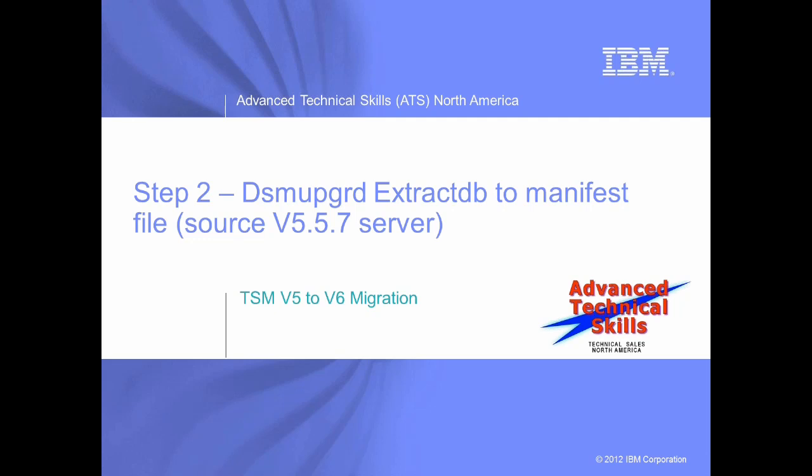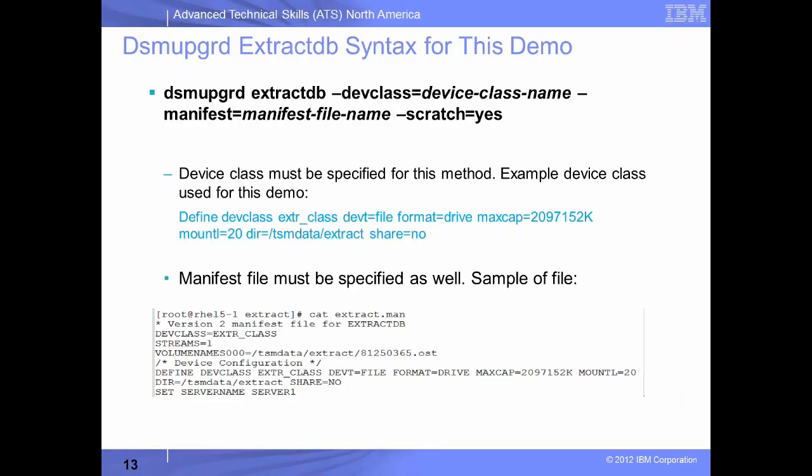And step 2 is, again, we are on our version 5.5 system, and we're going to do an extract. And the extract is this piece that is going to read the metadata out of the TSM database. It's going to create some volumes that all end in .ost. Those volumes contain the metadata from the database. So we're not reading actual data from storage pool volumes here. We're reading metadata from the database.